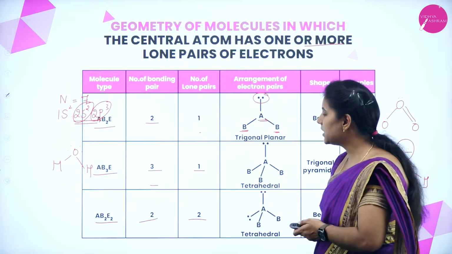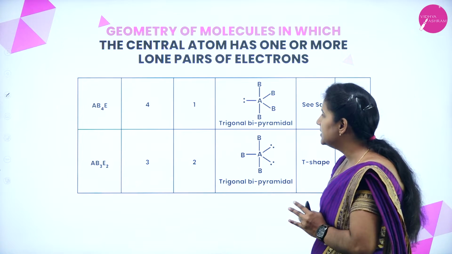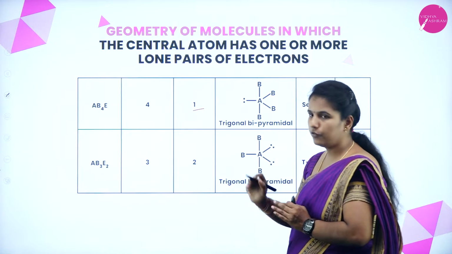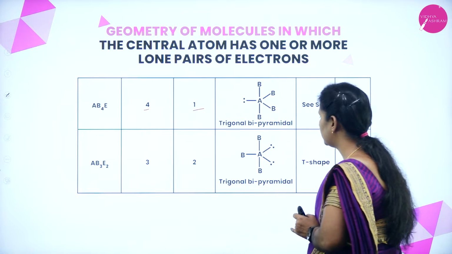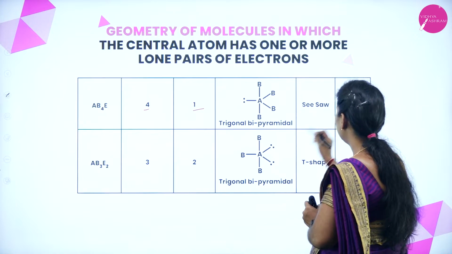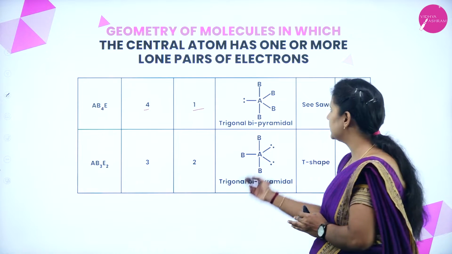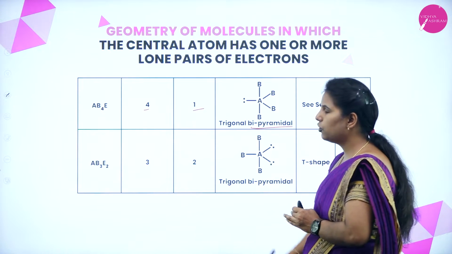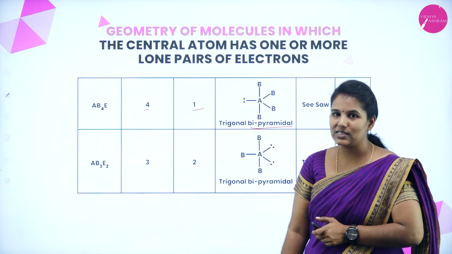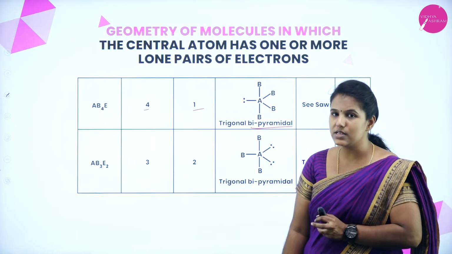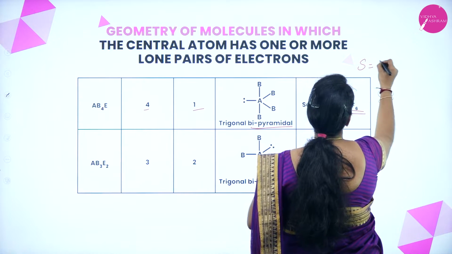Okay. Next, I'll go with the AB4E type. In this, the central metal atom has 1 lone pair of electrons and 4 bond pairs of electrons. So, the example is SF4. Okay. Already we have discussed this structure, a trigonal bipyramidal shape, where the central metal atom is sulfur. We know that sulfur has how many electrons?